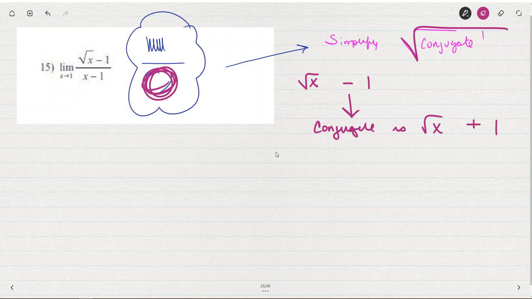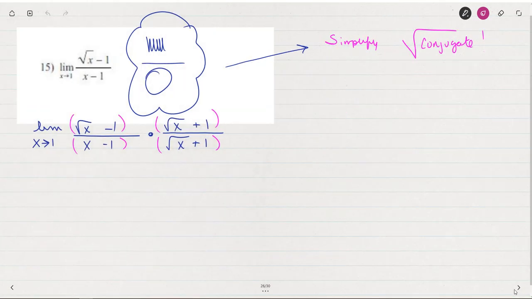Why is that the conjugate? Well, what happens when I multiply two conjugates? It's like the opposite of factoring a difference of two squares. So I'm going to get this first thing squared minus the second thing squared when I multiply. And that square root of x squared is just going to be an x, minus 1 squared, so minus 1. When I multiply the square root of x minus 1 times its conjugate, the square root of x plus 1, I will get x minus 1 in the numerator.